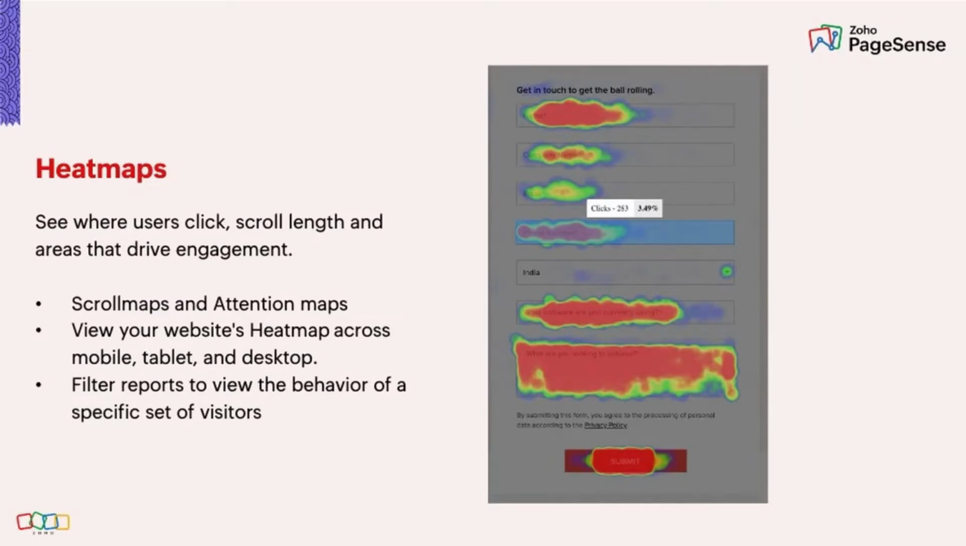Unlike regular heat maps that track elements on a single page, PageSense offers consolidated heat maps that give you a character report for elements such as a header or a footer that are consistent across multiple pages.